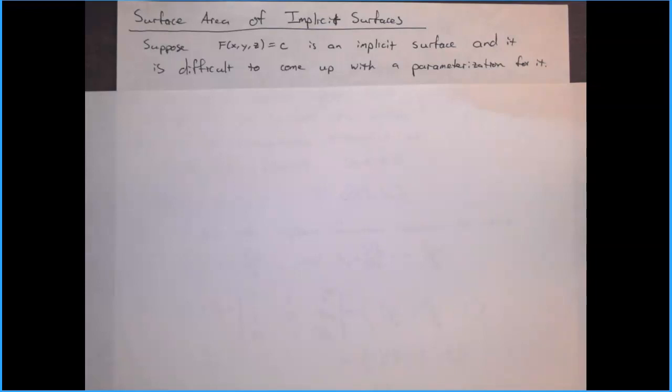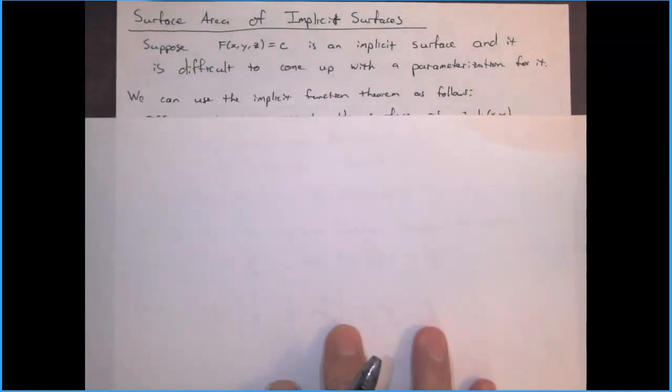So what if you have some implicit surface, meaning a function of three variables set equal to some constant, and it's difficult to come up with a parameterization for that surface? It's not entirely obvious what you should do. We can still find the surface area of this surface, and we're not going to need the parameterization. So let's go through how that's possible.